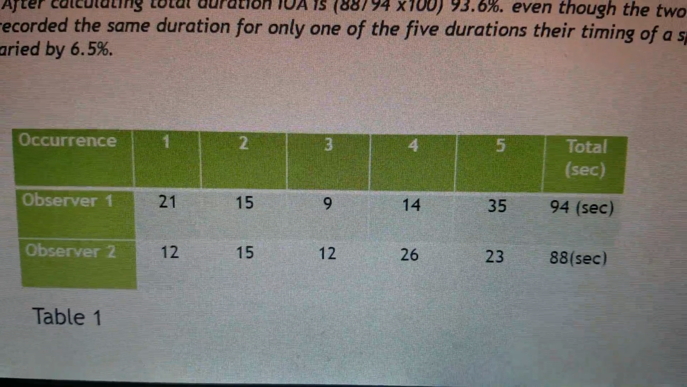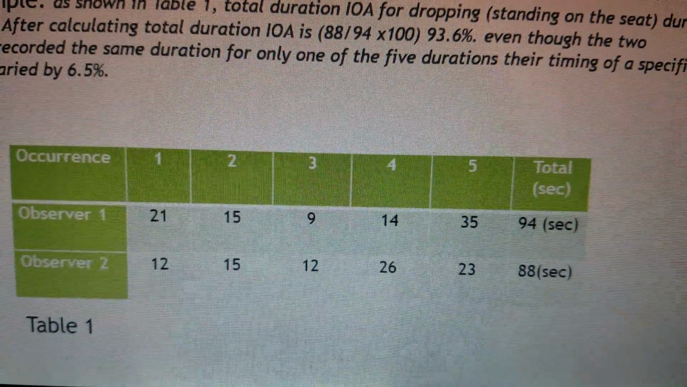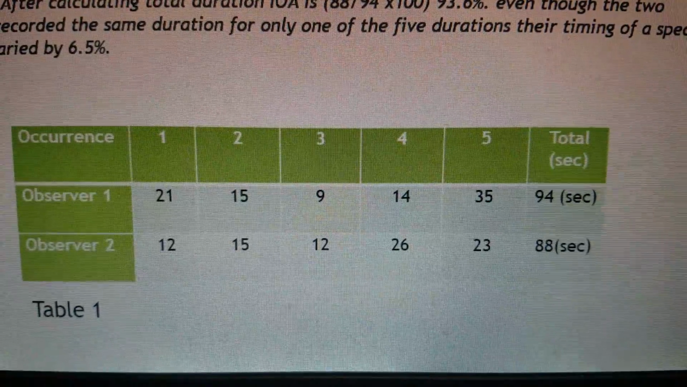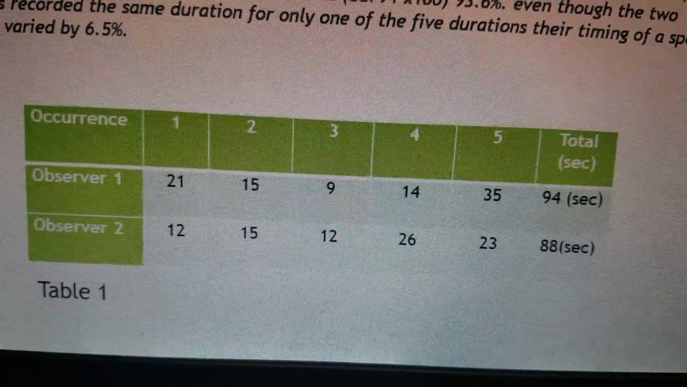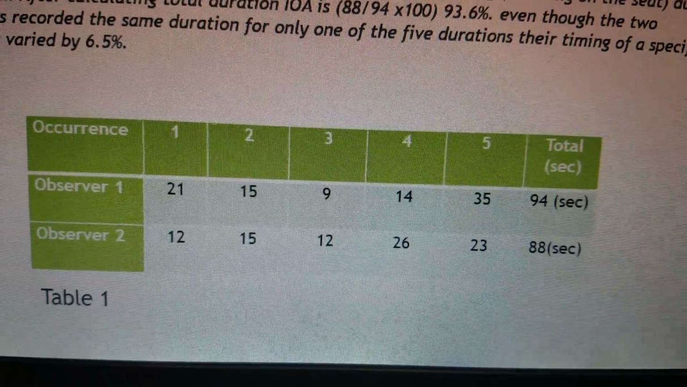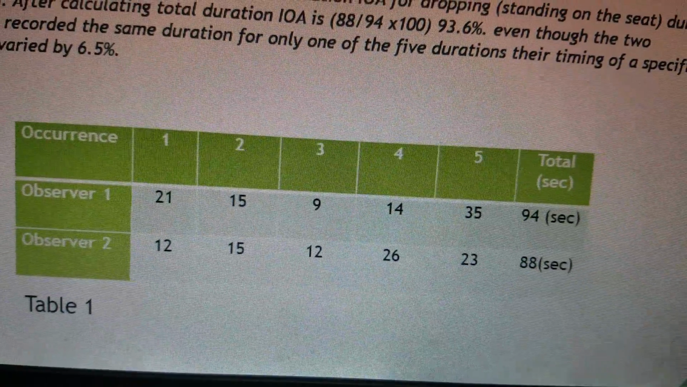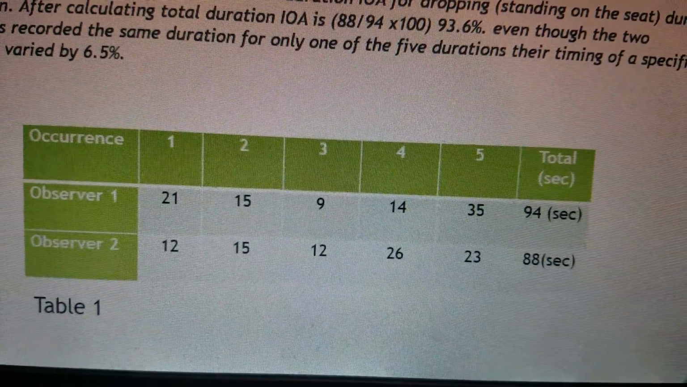So Table 1 gives us the occurrences, 5 times, and the total in seconds. Observer 1 has a total of 94 seconds observed for the 5 instances. Then observer 2 has a total of 88 seconds for the 5 instances.